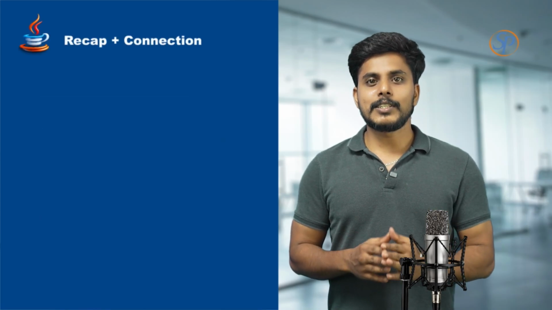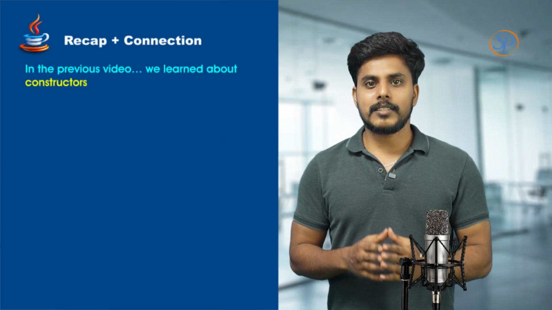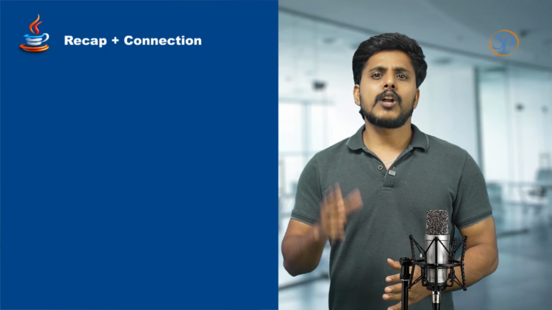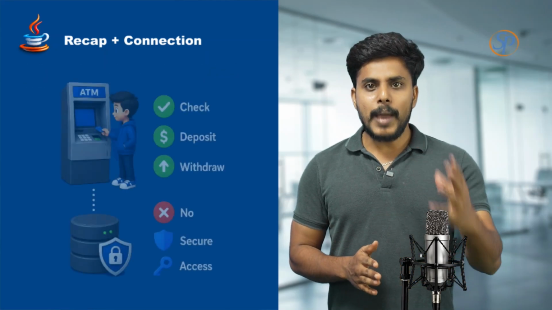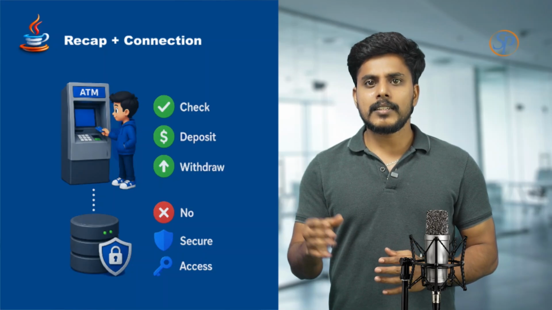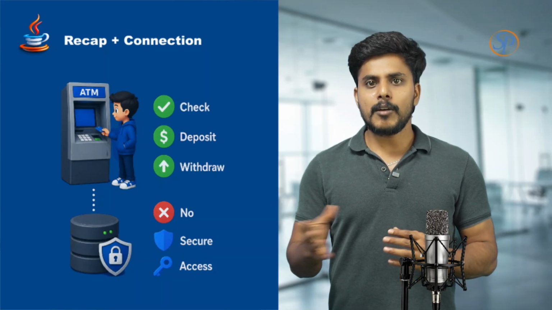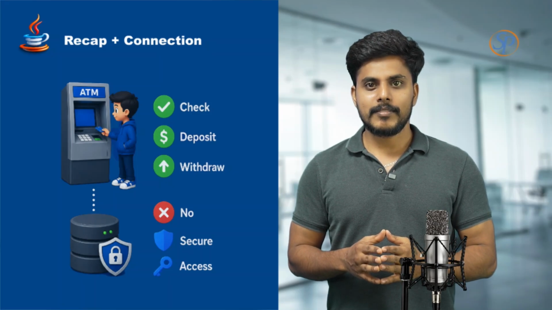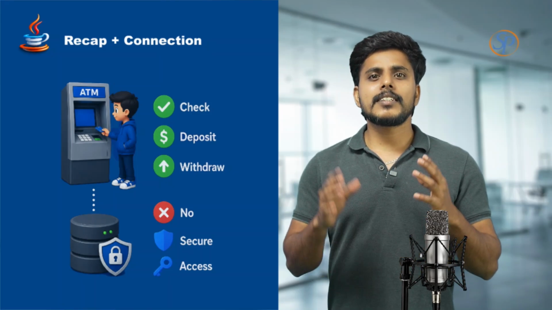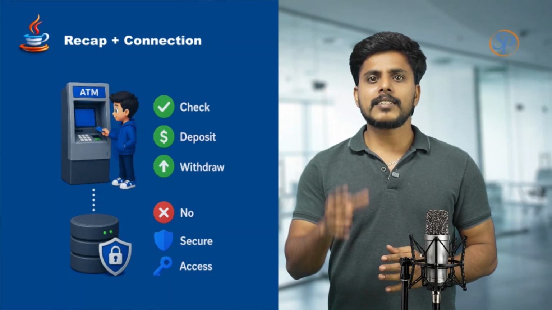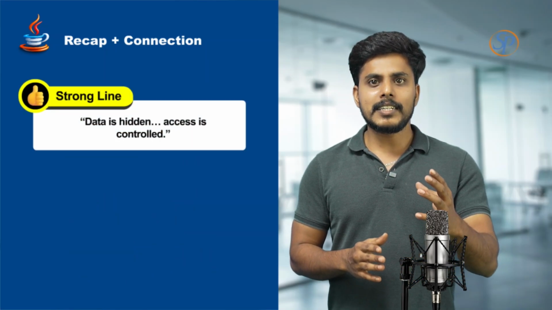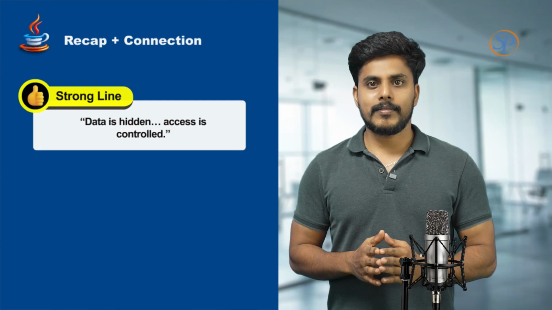In the previous video, we learned about constructors. We created objects and initialized values. Now think about this. In a bank ATM, you can check balance, deposit money, withdraw money, but can you directly access the bank database? No, everything is controlled. You can only access data through proper methods. So data is hidden, access is controlled.